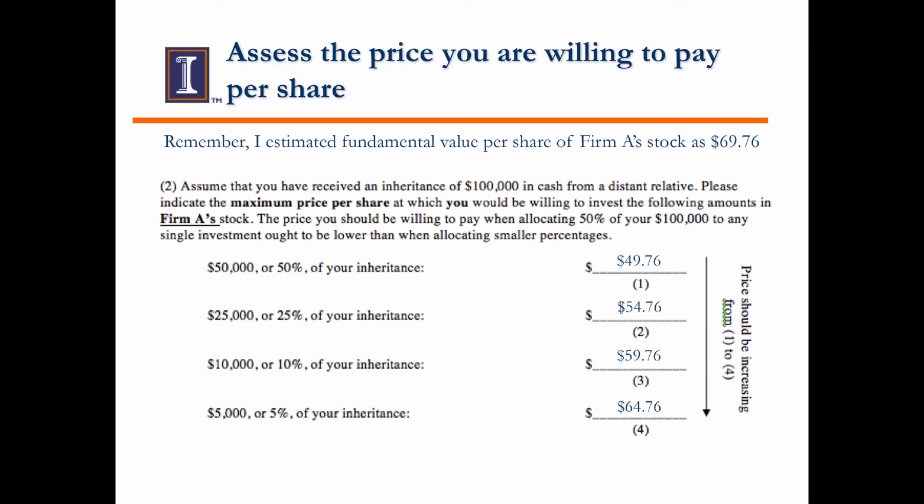Finally, you will assess how much money you are willing to pay per share of the firm's stock at different investment levels. Typically, you would not be willing to pay more than the fundamental value per share of stock. If I invest a small percentage of my inheritance, like 5%, I would be willing to pay my estimate of fundamental value less transactions costs. So for example, on line 4, the maximum price I would be willing to pay per share is $64.76. As I invest more, more of my inheritance is at risk, so I'm willing to pay a lower price to compensate for the risk I'm taking. The price I'm willing to pay per share should increase from line 1 to line 4. The amounts you put on these lines should depend on your own preferences.